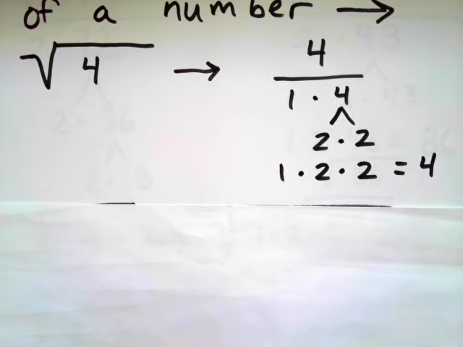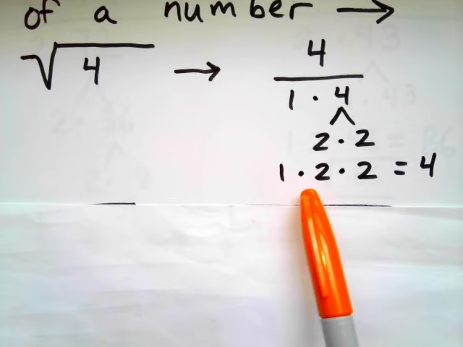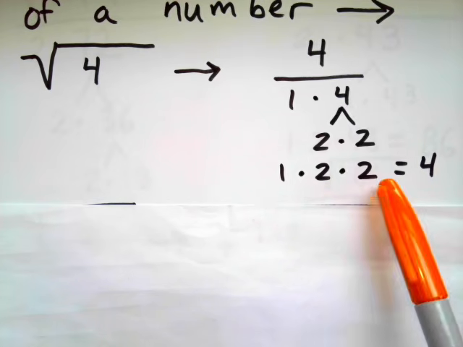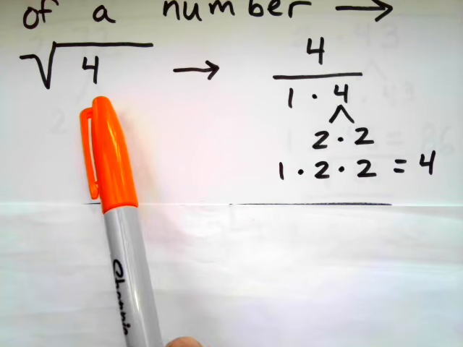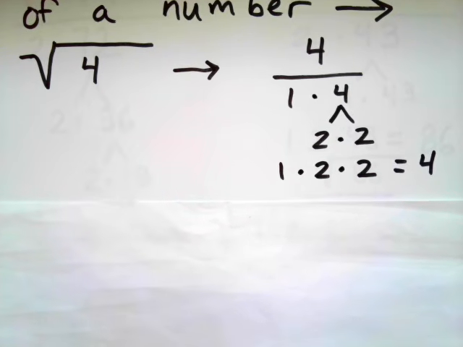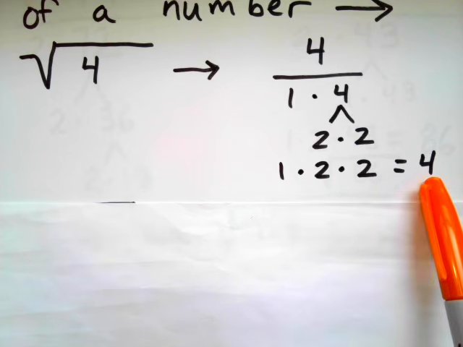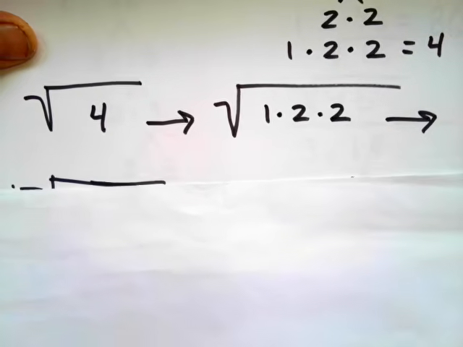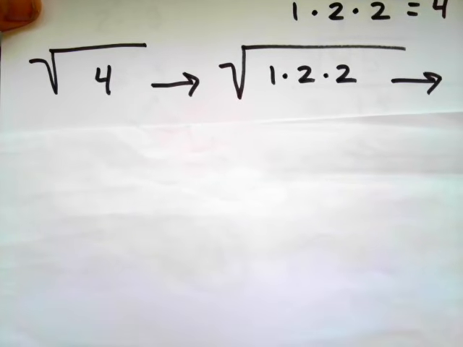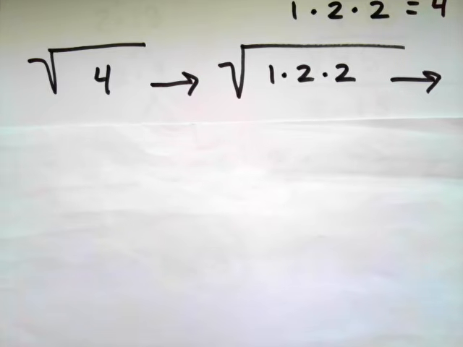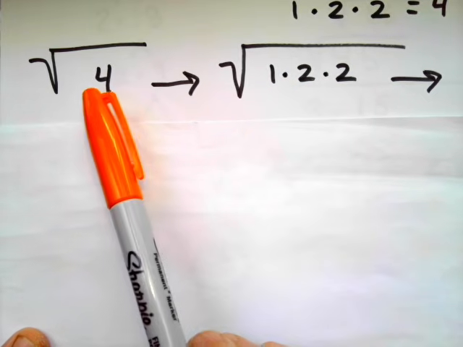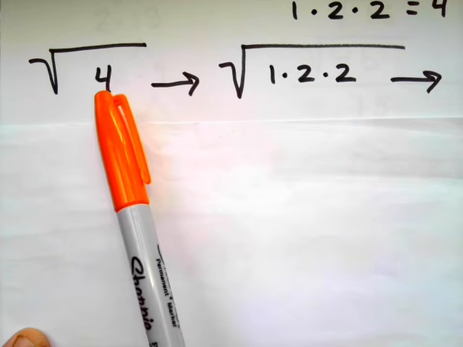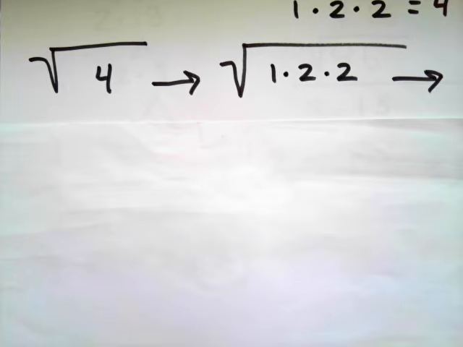Okay, so what are all the factors or multiples of 4? We have 1 times 2 times 2 gives us 4. So you're going to want to substitute these values inside the radical for 4. Let's go ahead and continue on. That's what I'm showing you here in this next step. I'm just substituting those factors for 4 inside of the radical.